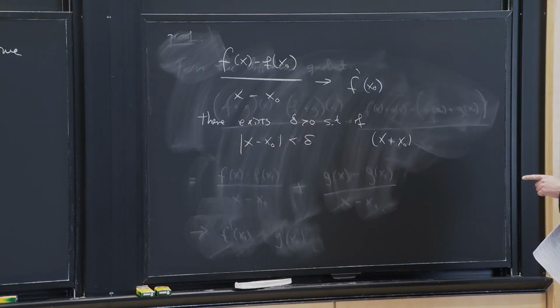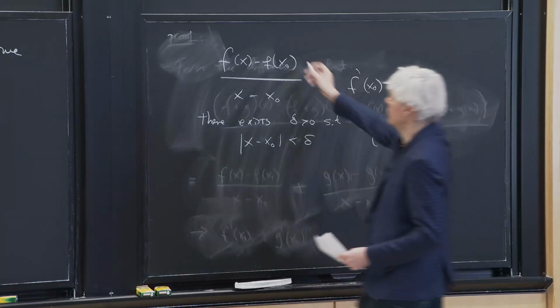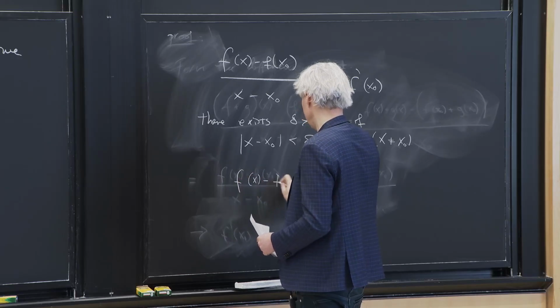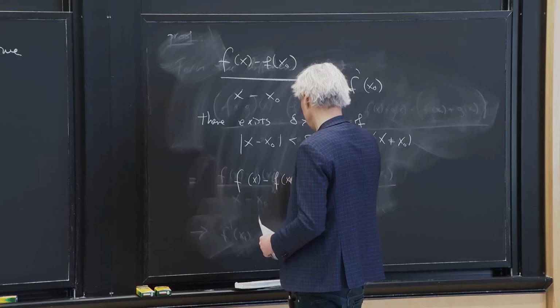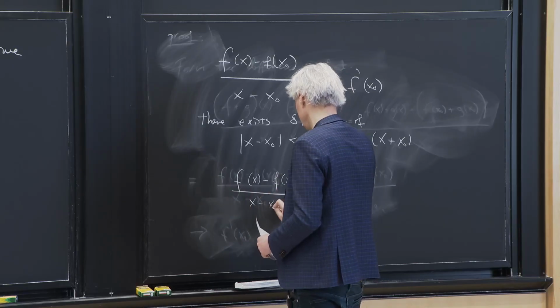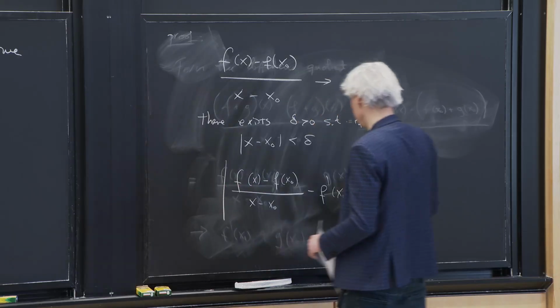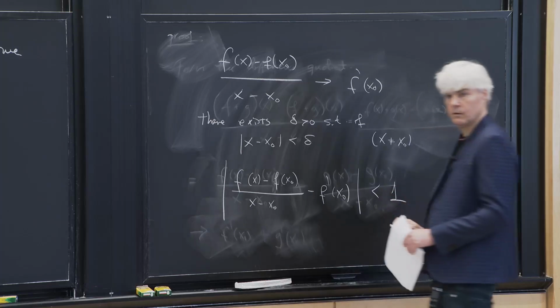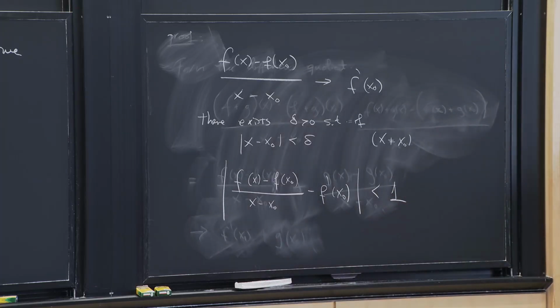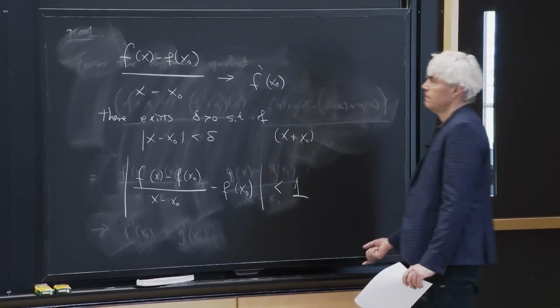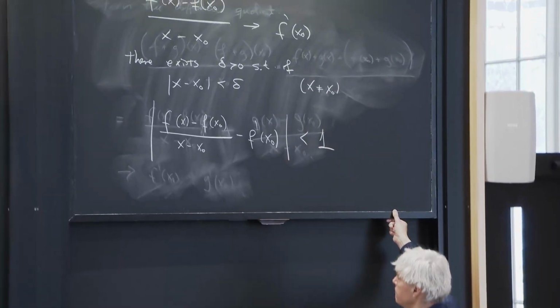then this difference quotient, f of x minus f of x0 over x minus x0, minus f prime of x0, has to be less than 1. This is just using that this limit exists, and in place of epsilon, I'm using 1.